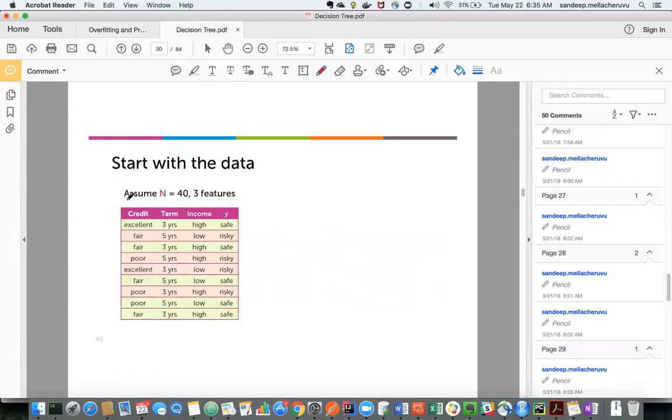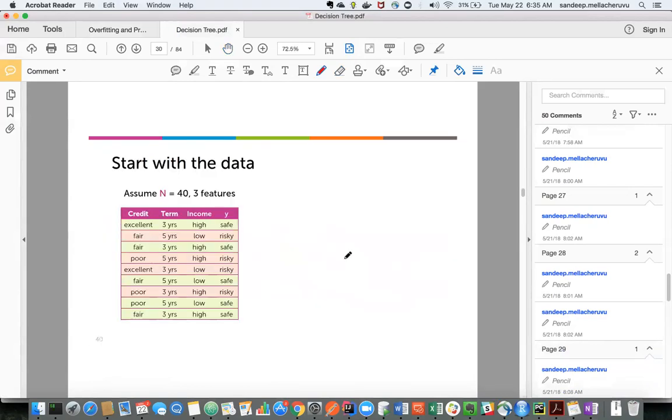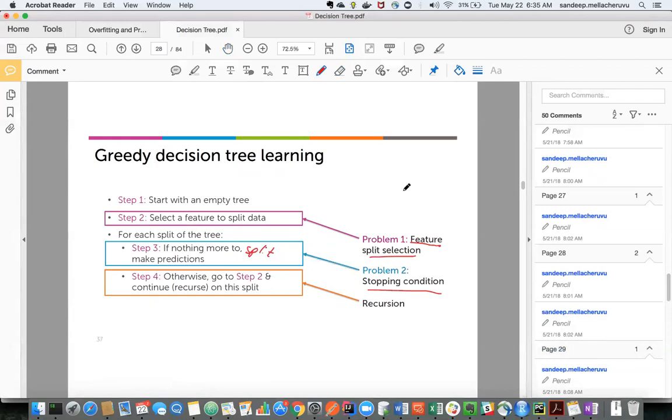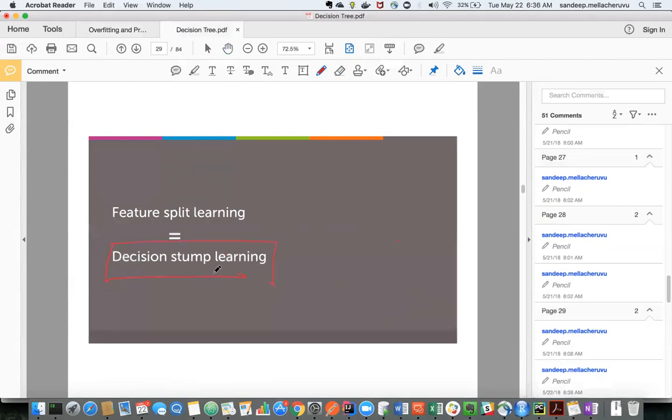So now the question is, until when do we keep on splitting, which is the stopping criteria, problem number 2. And problem number 1 is how to select the feature. First of all, I have 100 different features, how do I select the feature? These two are very important, and without them we cannot complete the process. So how to learn this decision stump? A decision stump is nothing but the split. How to understand which feature to split on.